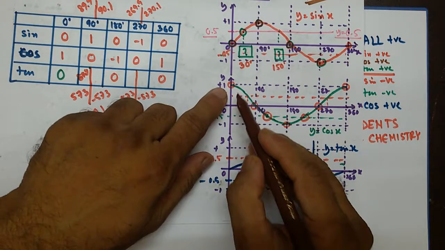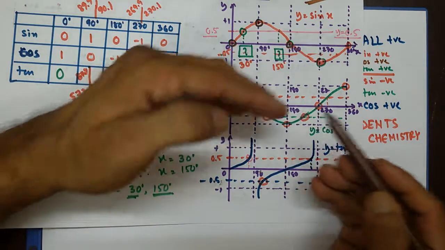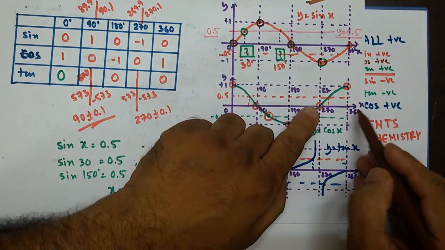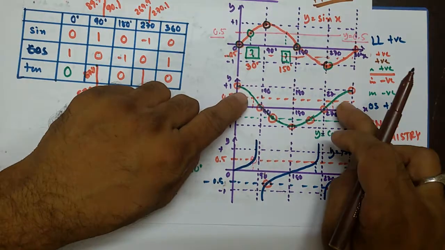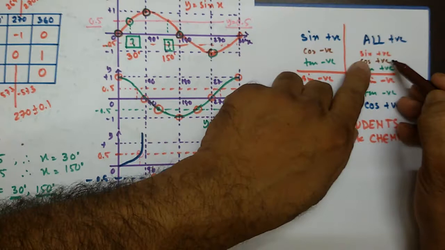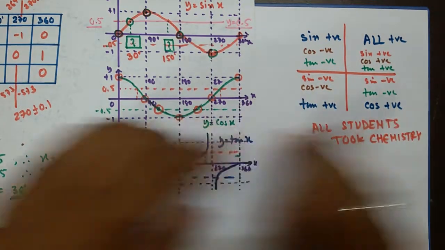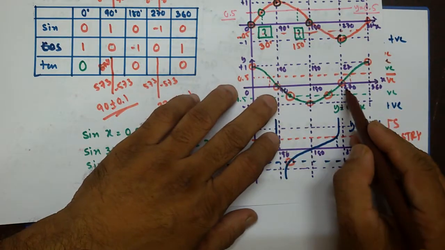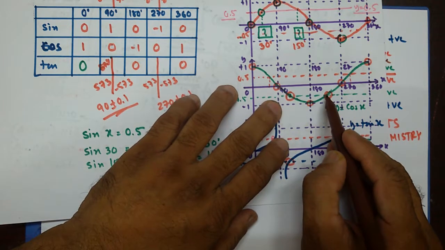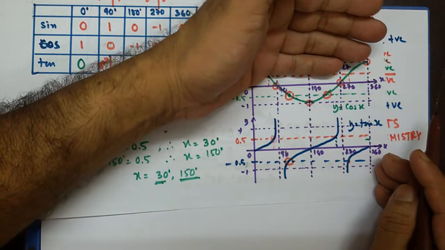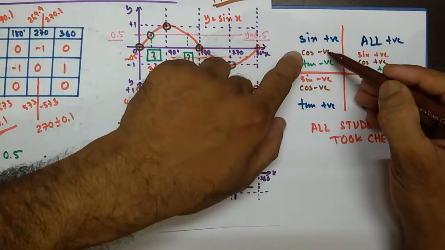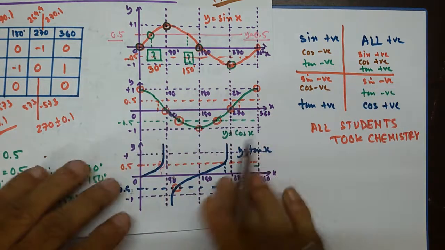For the cos, you can see that from 0 to 90 degrees, cos theta is above the x-axis, and from 270 to 360 it is above the x-axis. So in the first and fourth quadrants, cos is positive. And between 90 to 270, where the second and third quadrants lie, this graph is below the x-axis, therefore this is minus. So cos is negative in the second quadrant and cos is negative in the third quadrant.